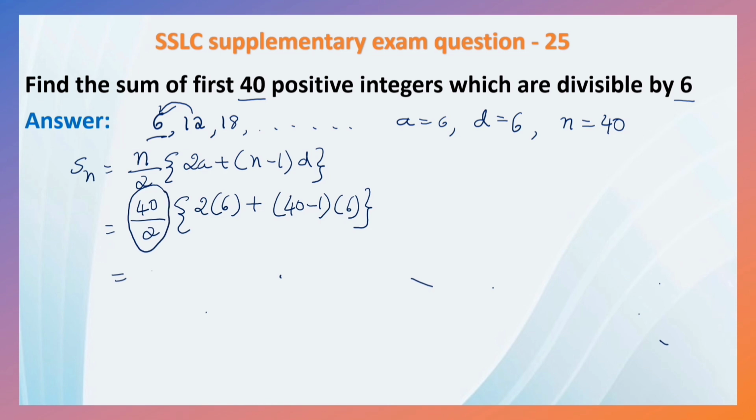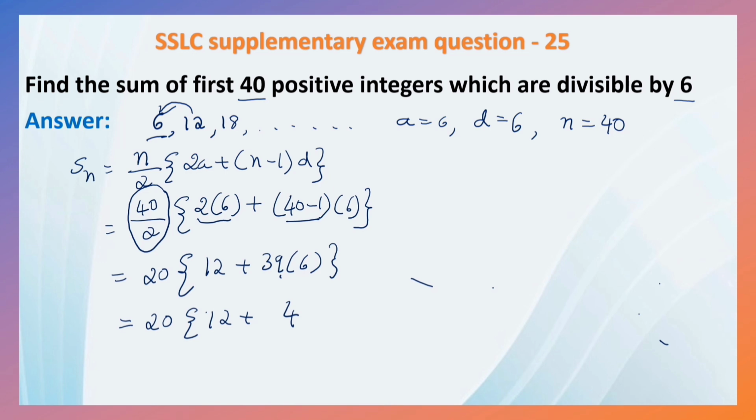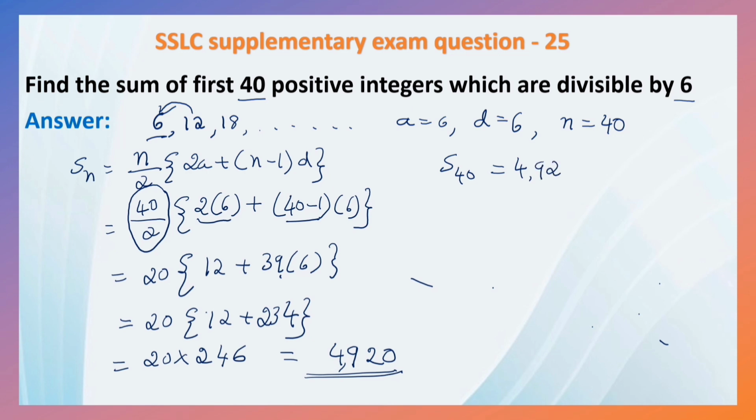40 divided by 2 is 20. 2 into 6 is 12. 40 minus 1 is 39 into 6. 6 nines are 54, carry 5, 18 plus 5, 23. So 20 into 246. Put 0, 2 sixes are 12, 2 fours are 8, 1 nine, 2 twos are 4. So, sum of first 40 positive integers is 4920. So, S40 is equal to 4920.